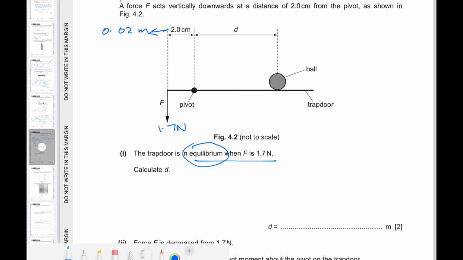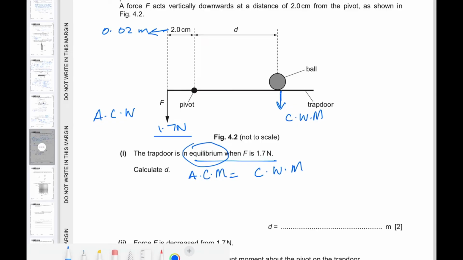Since we are dealing with distance here, where moment is equal to force multiplied by distance, we'll be considering the moments caused by the two forces here. This one, 1.7 Newton, will cause an anti-clockwise moment, and the weight of the ball, the force from the ball, will cause a clockwise moment. So anti-clockwise moment must be equal to clockwise moment.